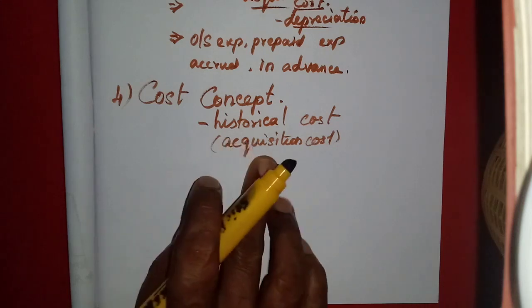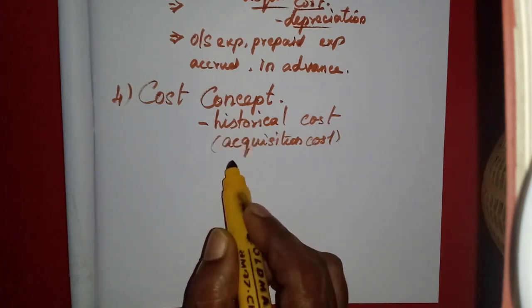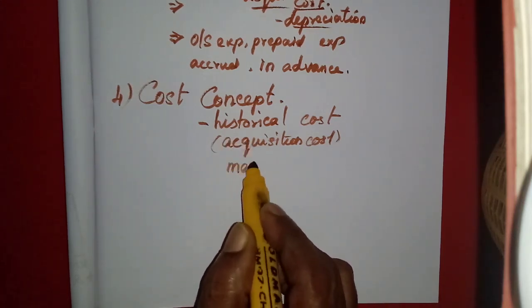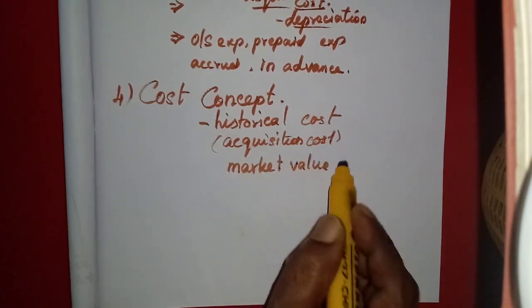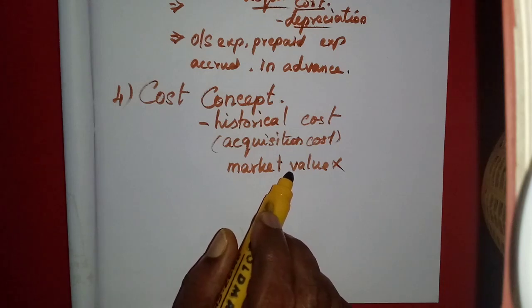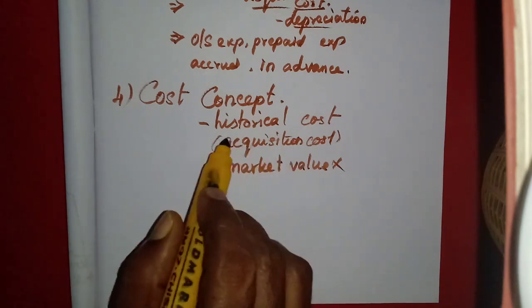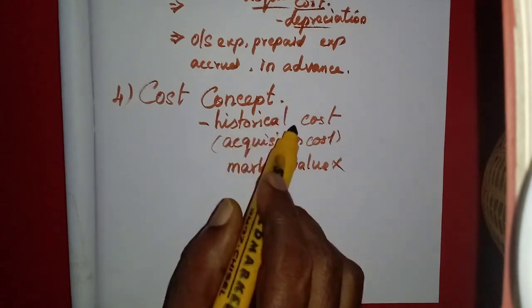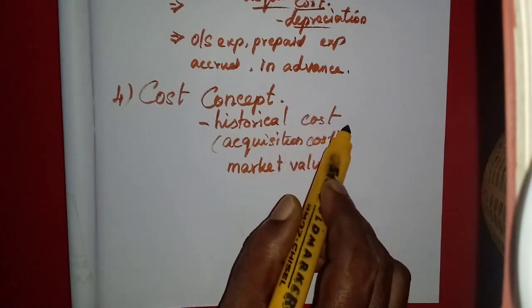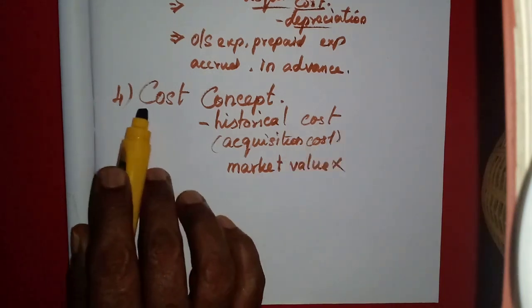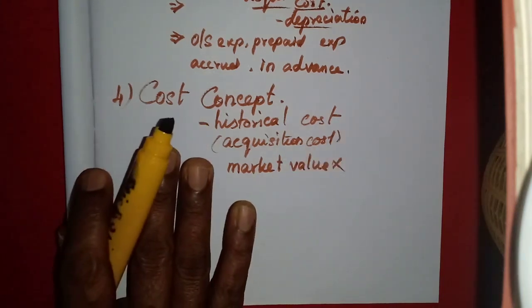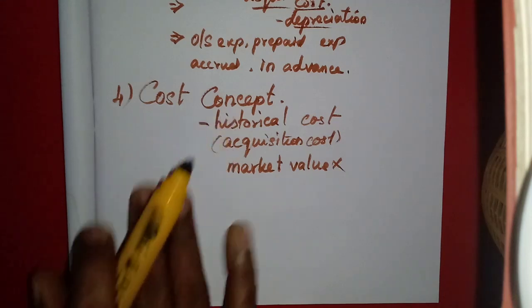Okay, but we never consider the market value. Market value is not at all considered. Only the cost price: at the time of purchasing, what is its cost? From there only we will deduct a percentage as depreciation. That is the cost concept. We enter all the assets at their historical cost.